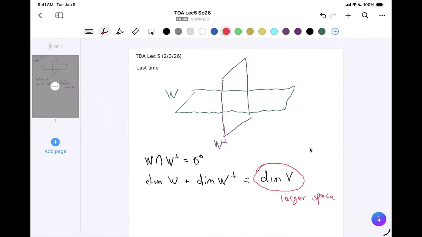The example we were talking about in class was that you have R2 inside R3, right? And the orthogonal complement would become the Z-axis, right? So 2 plus 1 is 3. The dimensions add up to the correct one.